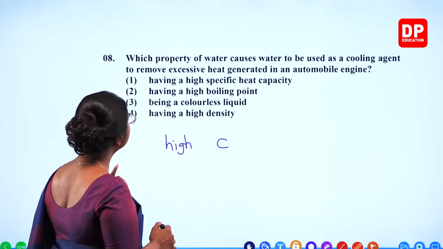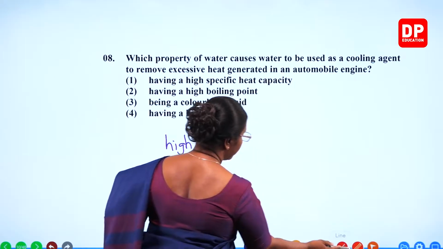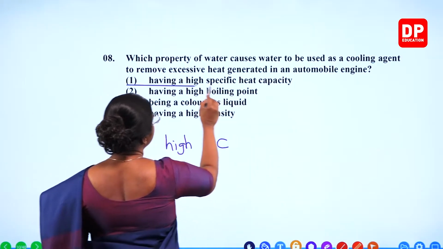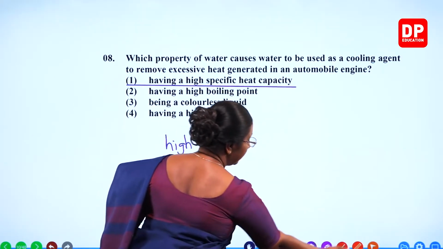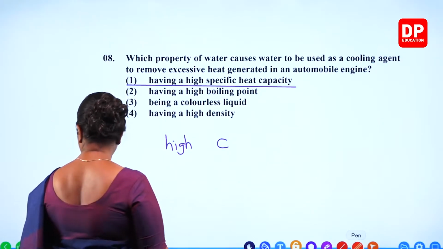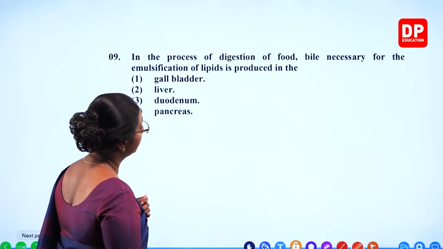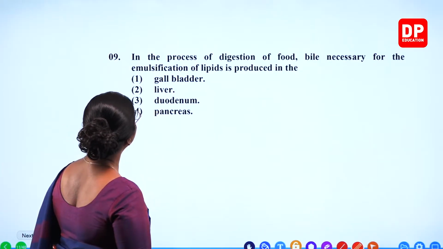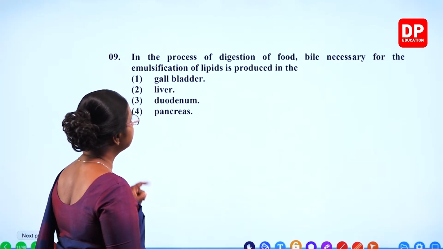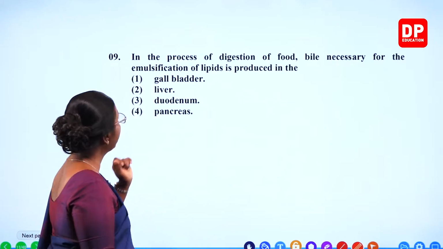So relevant to this question, to remove excessive heat generated in automobile engine, it is having high specific heat capacity. Is that clear? Then we'll move on to the next question. Question number 9. In the process of digestion of food, bile necessary for the emulsification of lipids is produced in the gallbladder, liver, duodenum, pancreas.